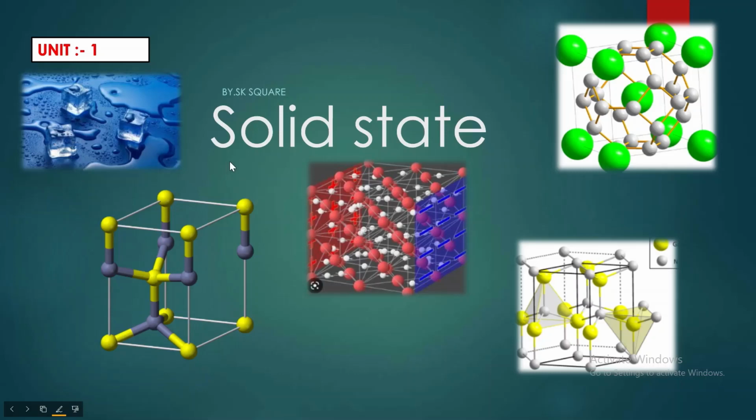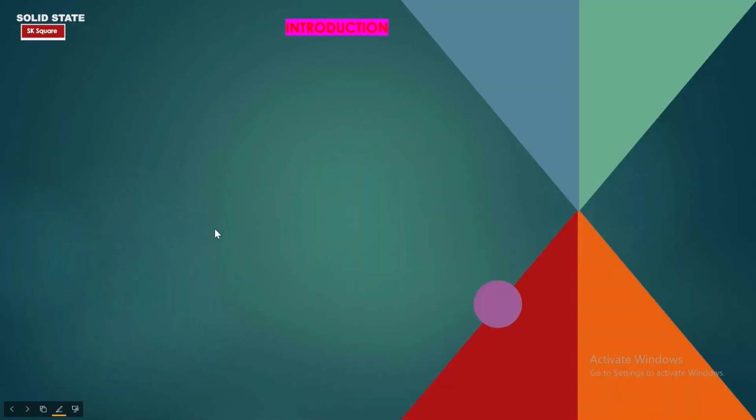Unit 1, Solid State of Grade 12 Chemistry. Today we are discussing solid state. Now first we discuss from where solids are formed, how the solids are formed. I think you all remember that in class 11th, in our first unit, we learned about matter.